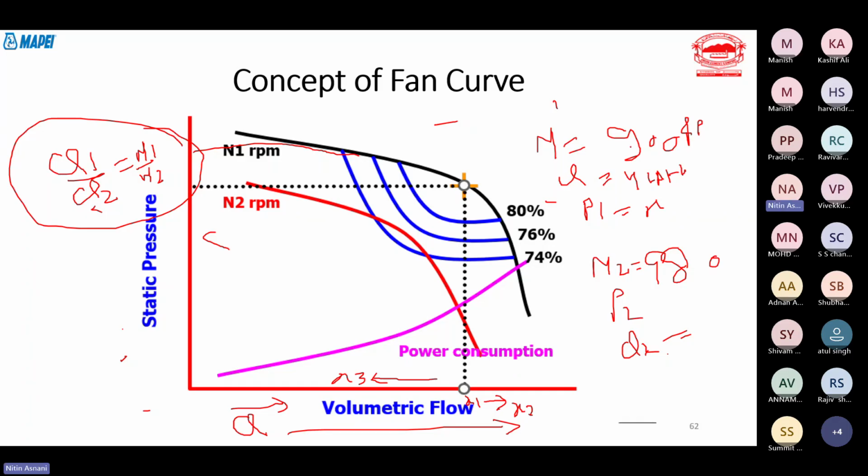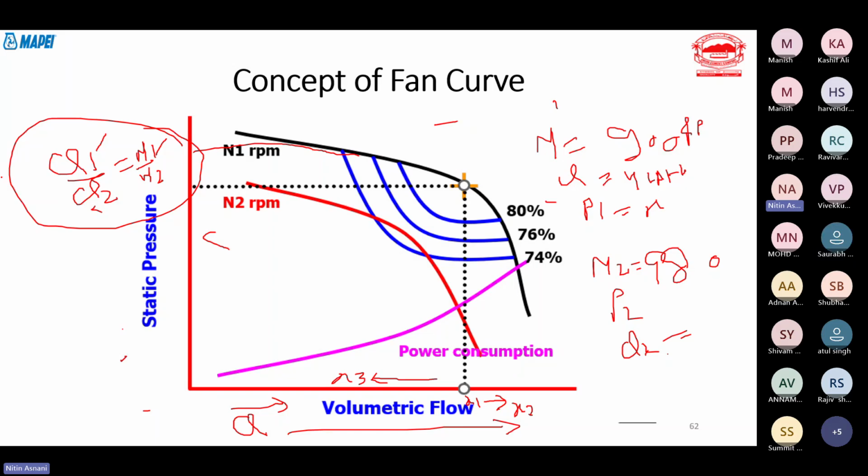Then Q1 they have given, and N1 they have given. From this formula, Q1 by Q2 equals N1 by N2, you first have to calculate the head. Then whatever head you get, you put into the second formula: N1 by N2 whole square equals H1 by H2. It means whatever value you get from this formula, you have to take from the curve, and again apply the same equation on the same curve.